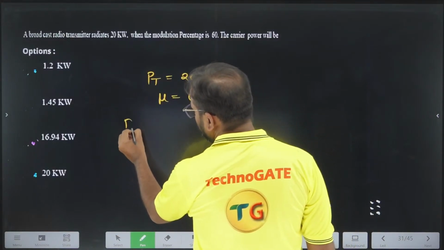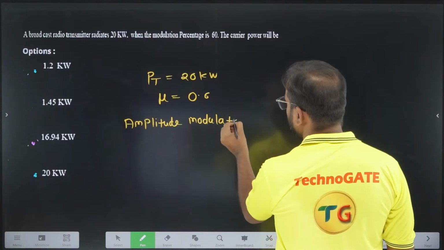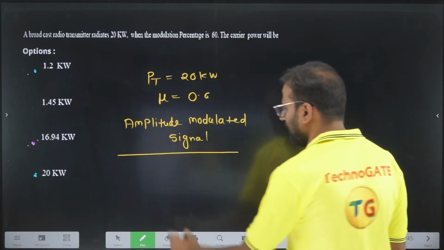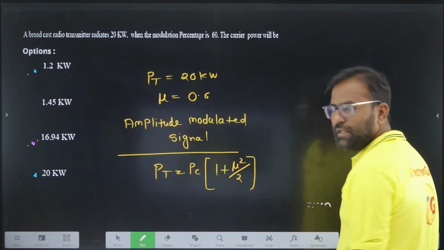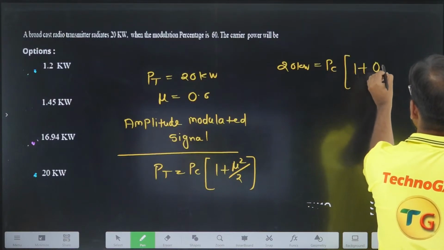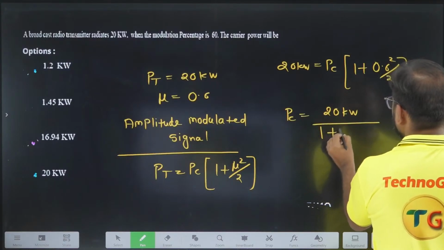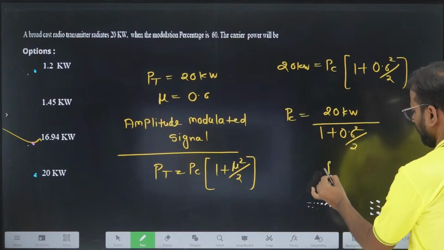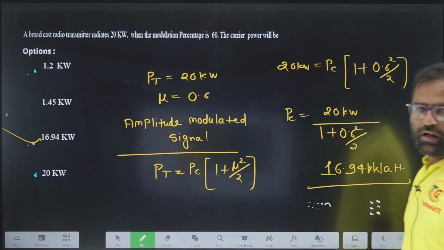As we know, for an amplitude modulated signal, the total power is given by PT equal to carrier power times 1 plus mu square divided by 2. So what is total power? 20 kilowatt is equivalent to PC times 1 plus 0.6 square divided by 2. So PC is 20 kilowatt divided by 1 plus 0.6 square divided by 2. You will calculate this, and the answer will be 16.94. So the majority of the power is carrier power in amplitude modulation.